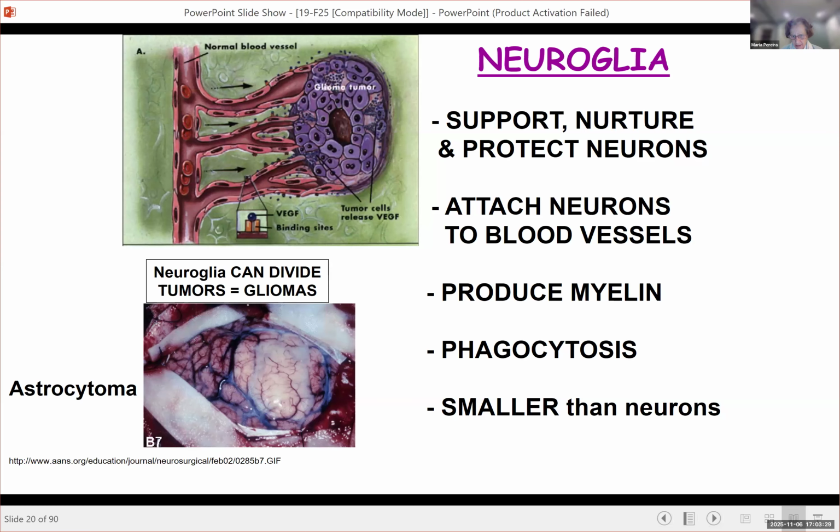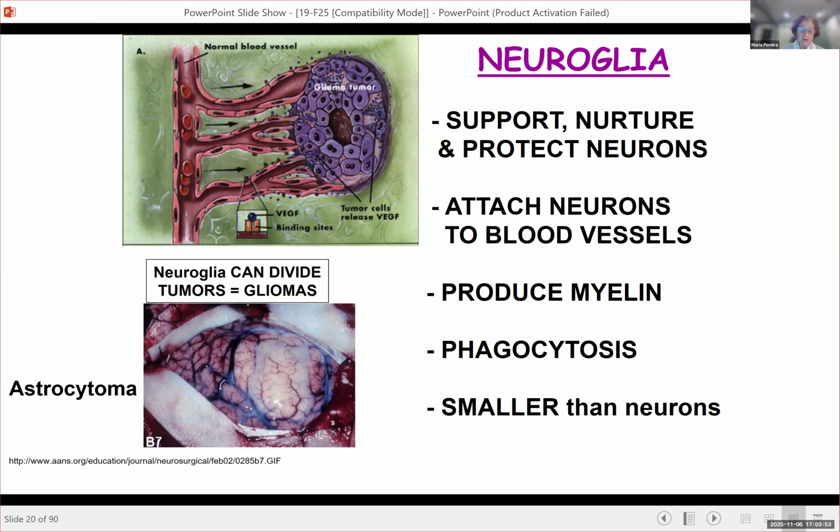They produce myelin, some of them. They can provide phagocytosis to get rid of bacteria and so on that reach the CNS. You will see which kind of cells. So these are different types of cells that have different functions. And they're smaller than neurons.